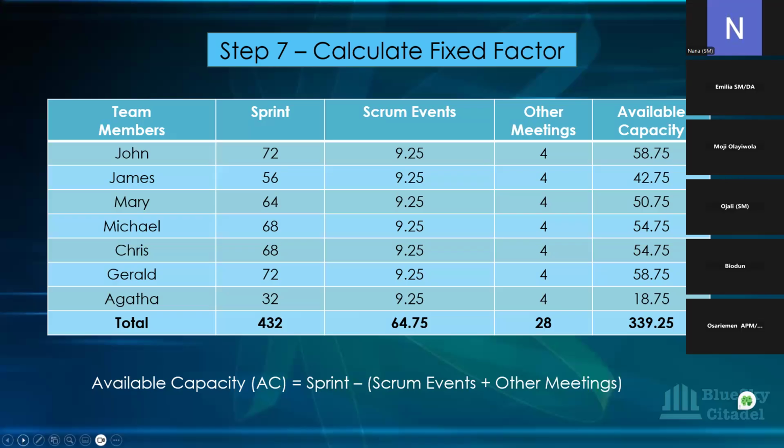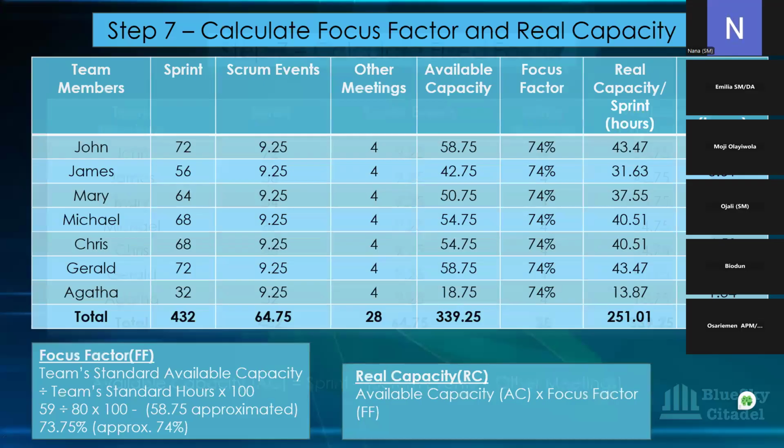All right, so we go further to the next sprint. Now we need to calculate the focus factor, which will help us get the real capacity. Remember, what we have is the available capacity, but what is the real capacity? We need to know the real capacity.